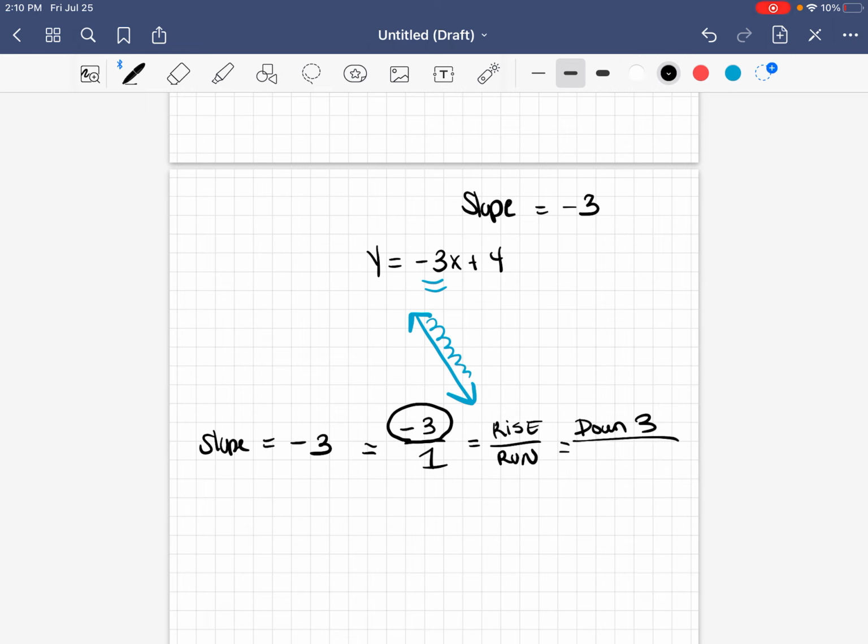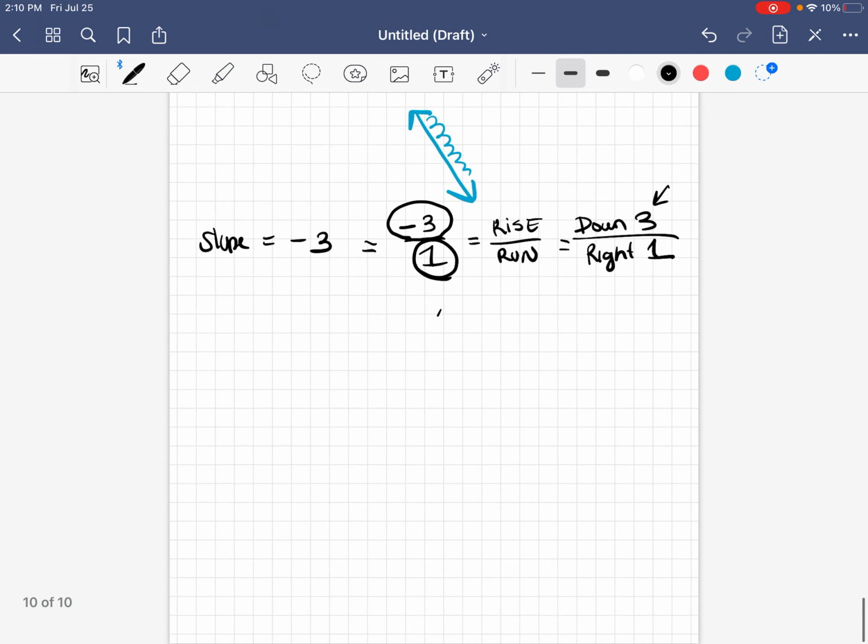Before, if it was positive 3, on the top we would say up 3. Remember, on the top, it's either up or down: up if it's a positive number on the top, down if it's a negative number on the top. So because this is a negative number, we're going down 3. And then on the bottom, it tells us how much we're going to the right. So on the bottom, we're going to go to the right 1.